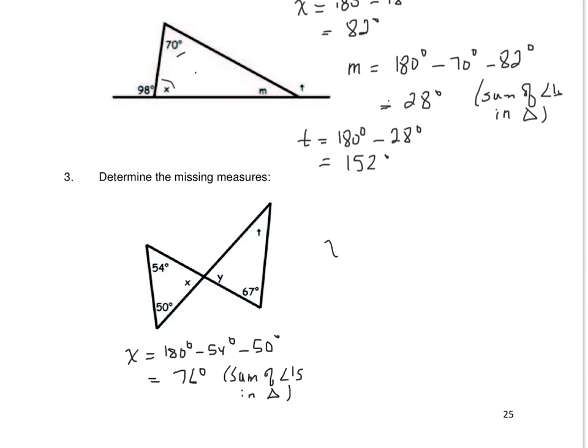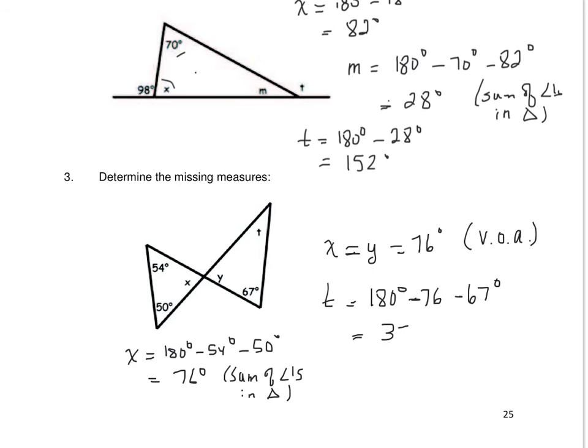And x would have to equal y, because they're vertically opposite, so that makes y 76 degrees. I'm just going to use VOA for that, vertically opposite angles. And then I've got, again, t. You've got two angles in the triangle, so t would be 180 minus y, which is 76, minus the 67, which is 37 degrees, using the sum of the angles of the triangle again.